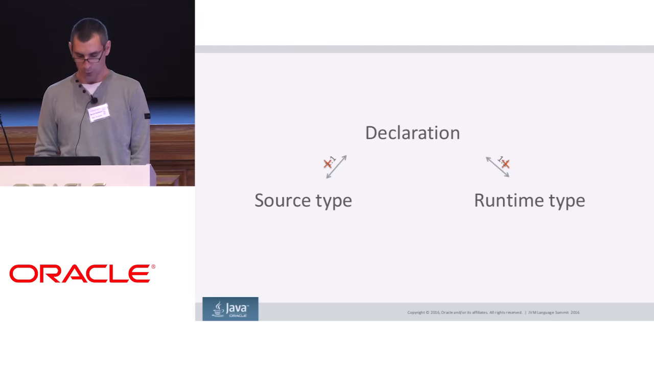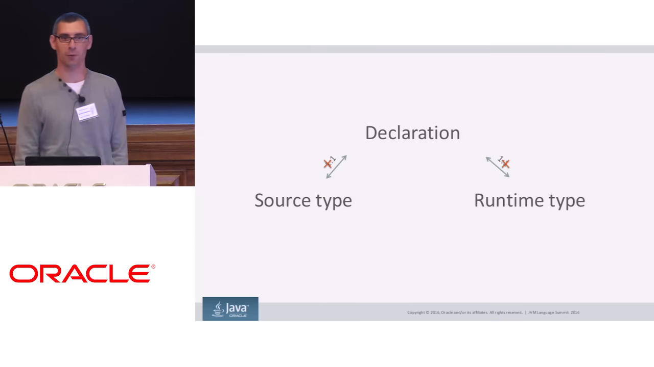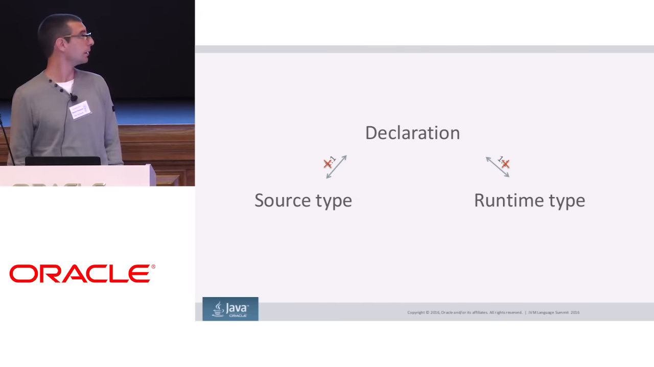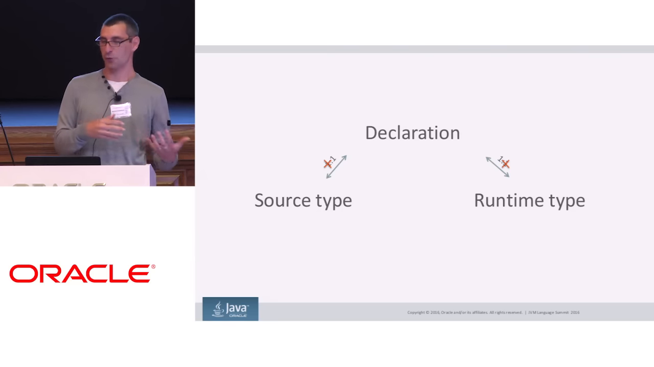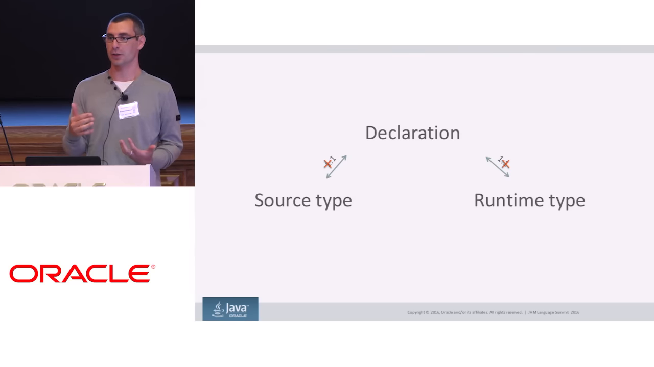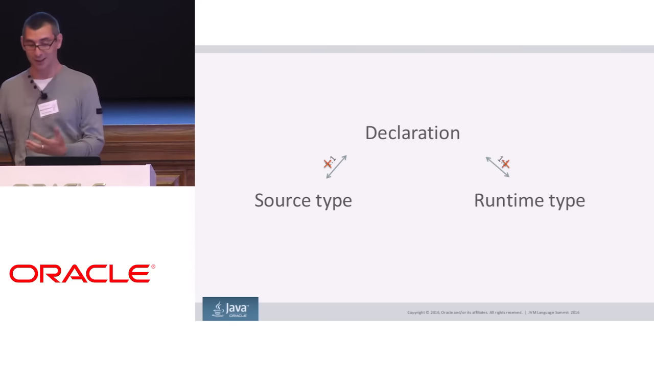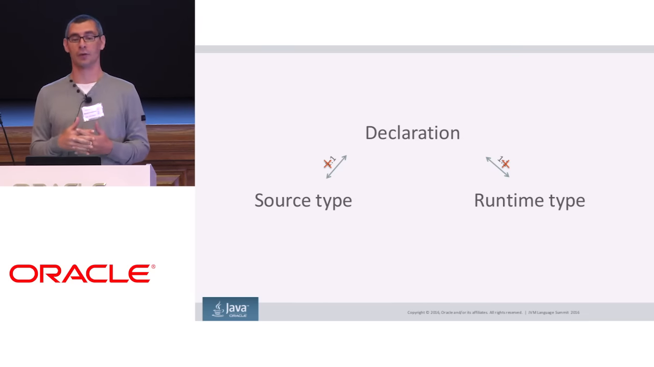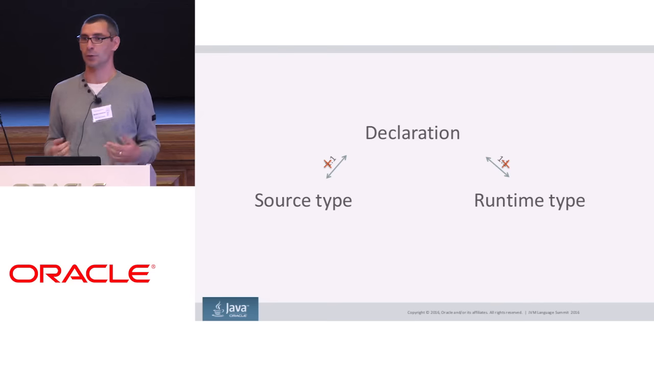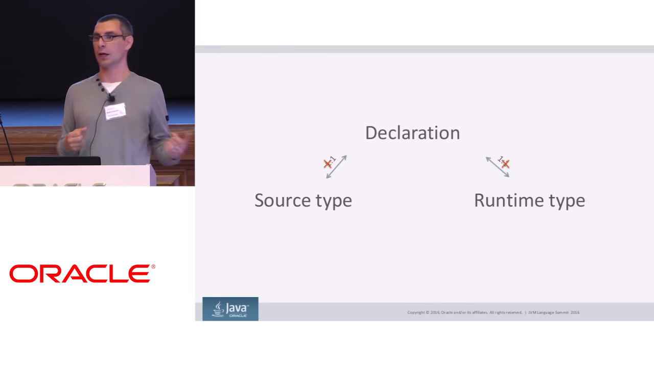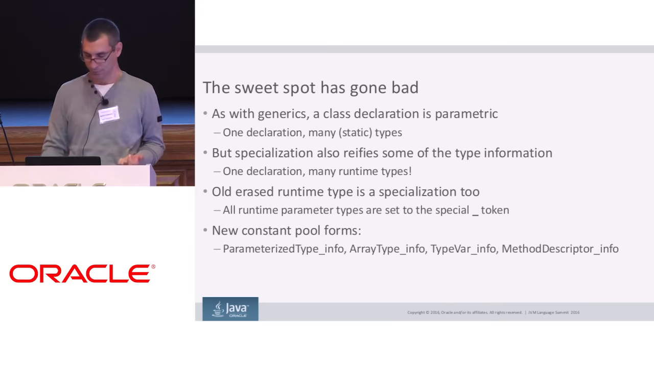Good. But what it means for our diagram is that we also broke the other arm of our diagram, where basically now, if we have a single declaration, we also have multiple runtime types. And guess what? It's even worse, because the arity of the source types that can come from a single declaration is different from the arity of the runtime types that can come from the same declaration, because some types are erased, some other types are not. So we can have Box of Integer which is erased, and Box of int is not erased. So go figure.